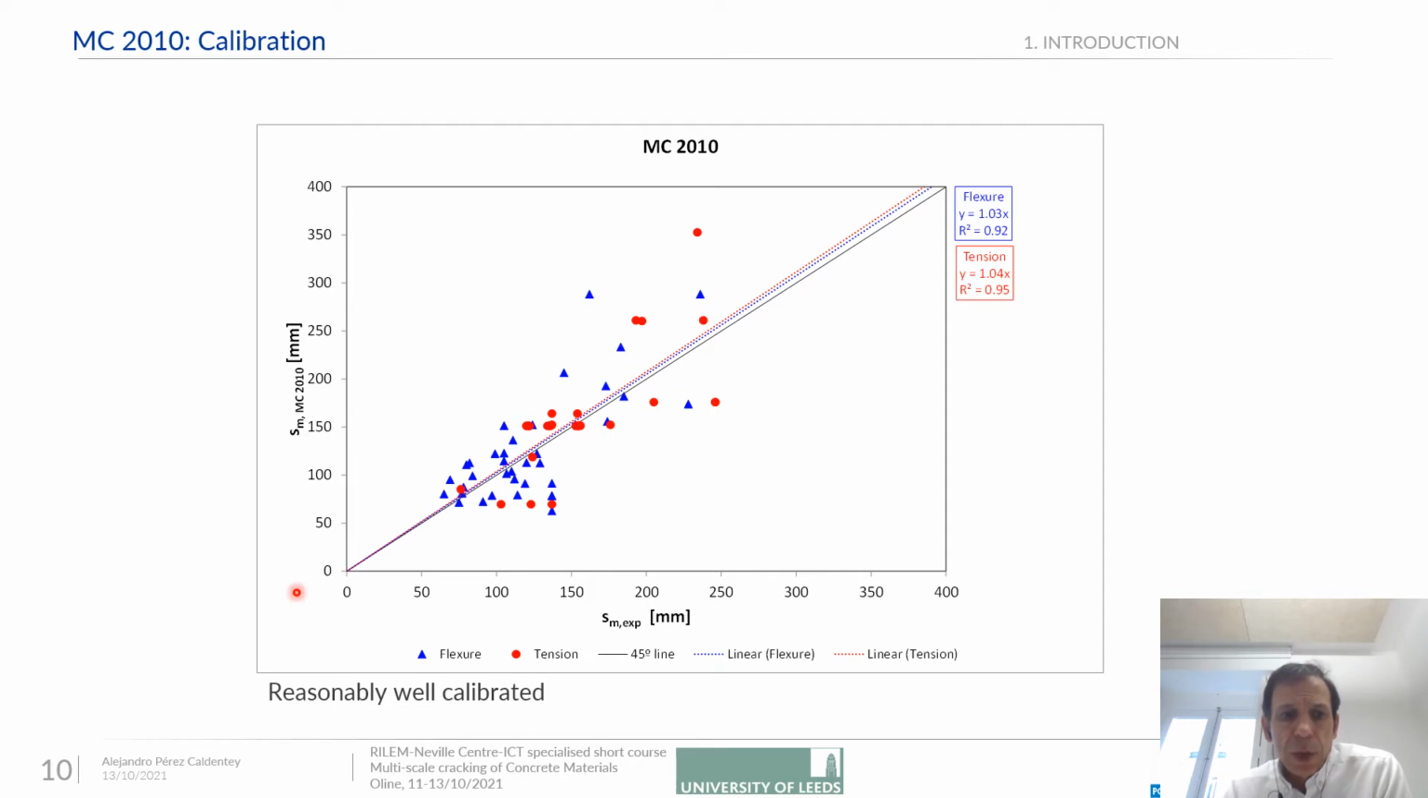If we look at the calibration of Model Code 2010, you can see that in terms of the crack spacing, it is fairly well calibrated. You have a correlation line which has a slope close to 1, and you have a high coefficient of determination, both for flexure and tension.